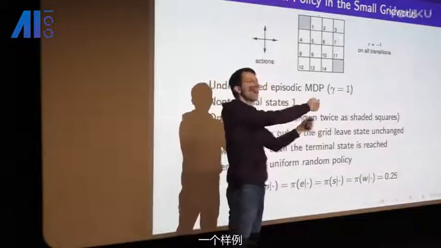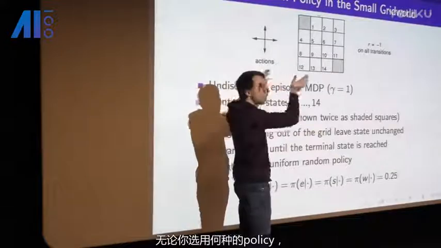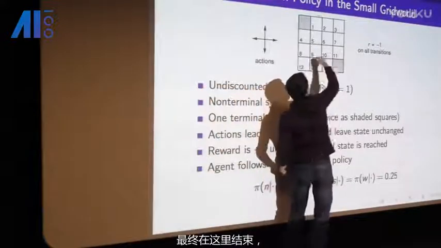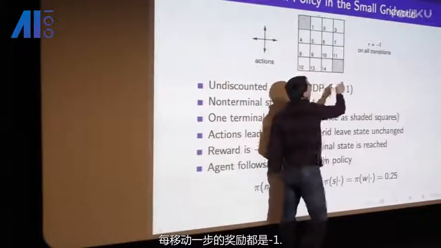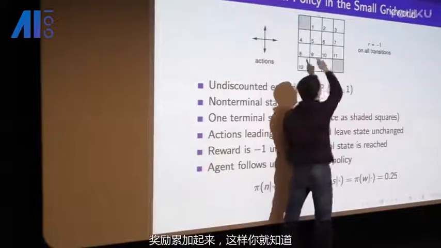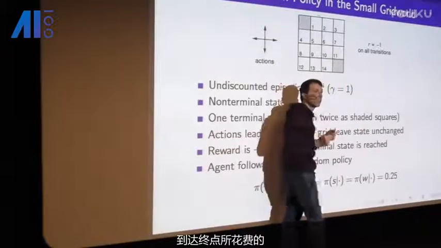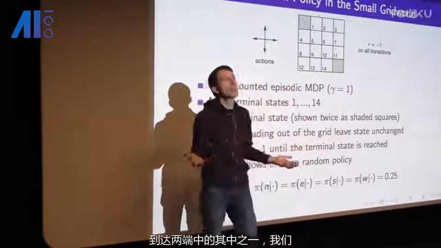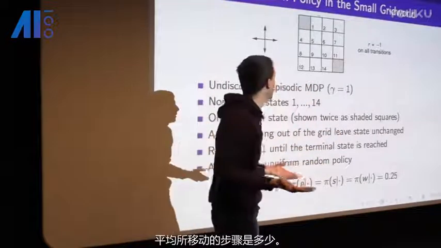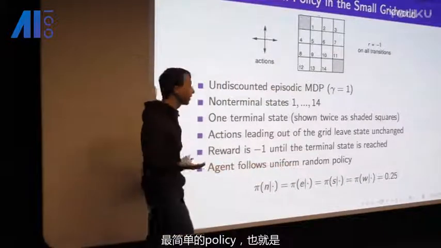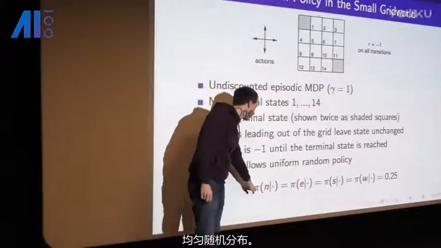One sample of the Markov chain corresponding to whatever policy we choose: you could do some random walk around here, eventually you'll end up here, and you'll get -1 per step, and so the sum of all of those rewards tells you how long the path was that took you to a terminal state. And what we want to know is, on average, how many steps until we hit one of these 2 grey terminal states. We can consider the simplest policy we can think of, which is just uniform random.